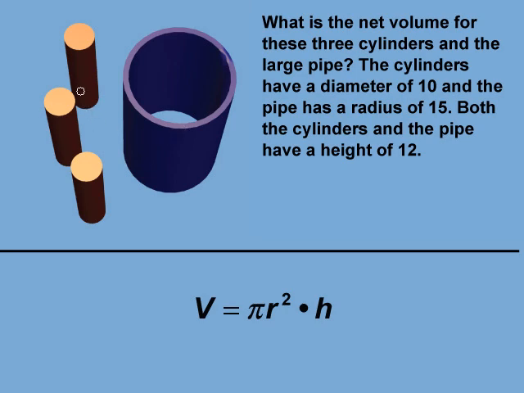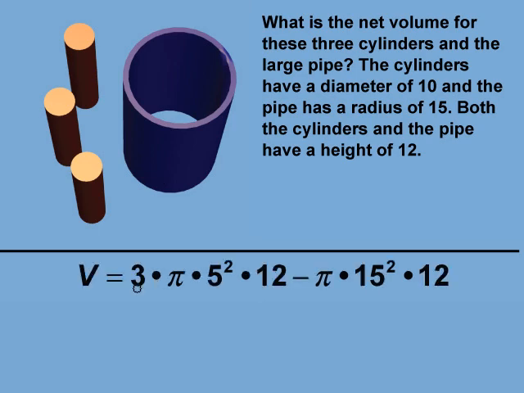The small cylinders have a diameter of 10 or a radius of 5. The pipe has a radius of 15. All 4 figures have a height of 12. Here is the combined volumes of the 3 cylinders and the pipe: 3 times pi times 5 squared times 12 minus pi times 15 squared times 12. The minus is because this has a negative volume.